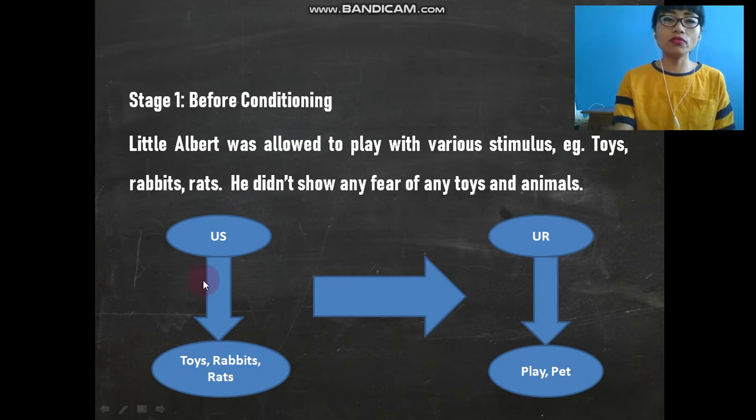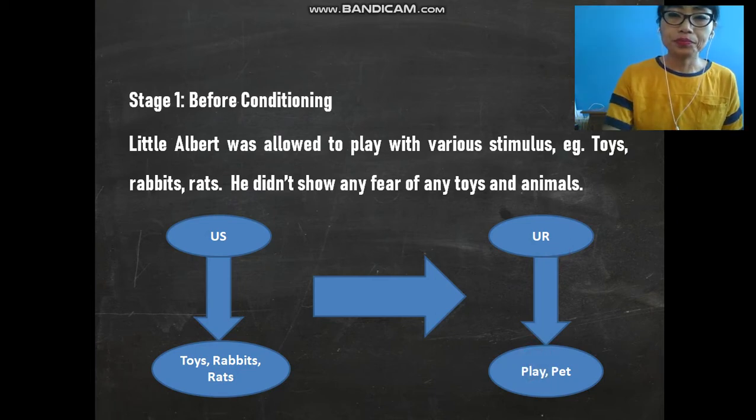One of the favorite toys that he wanted to play with was the rat. These rats were not toys, but real rats. So he was very happy to play with rats. He picked them up to play with, and this is the unconditioned stimulus. These are natural, and his unconditioned response was to play. He was happy to play with rats.